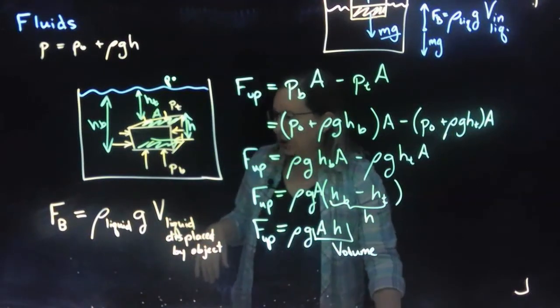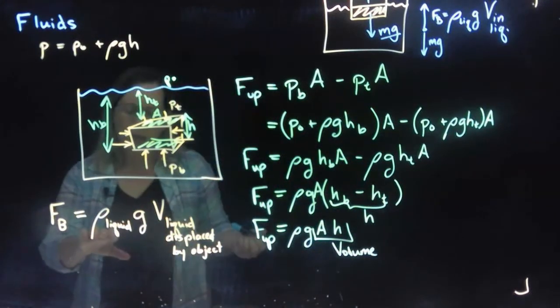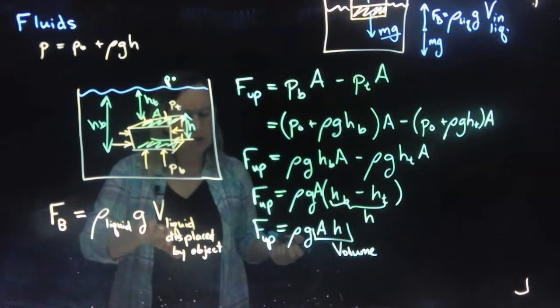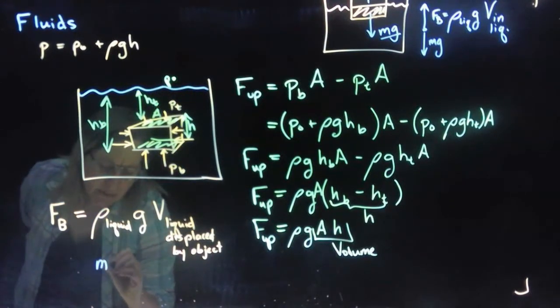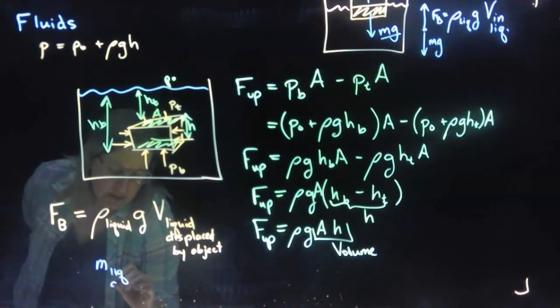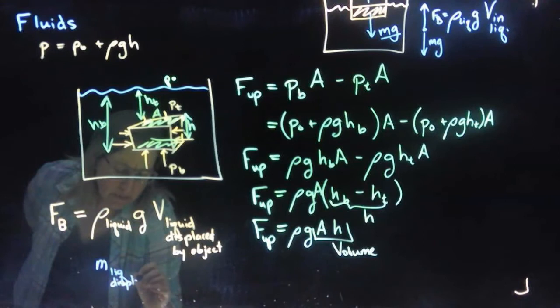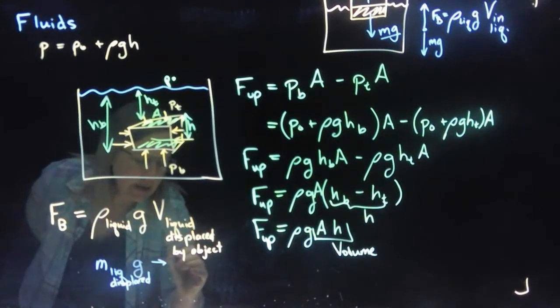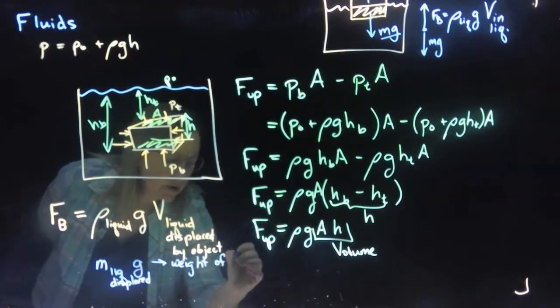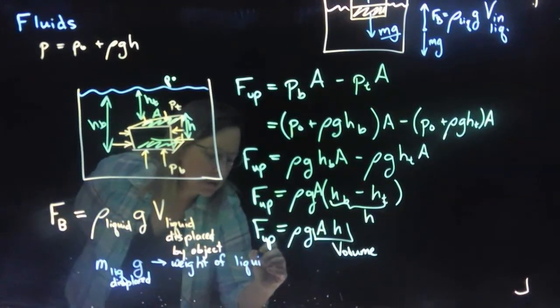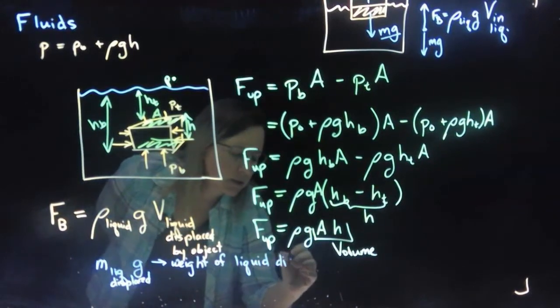Another way to look at this, though, is to say the density of the liquid times the volume of the liquid is mass. So some people write it as the mass of the liquid displaced times g, or they say it as the weight of liquid that the object displaces.